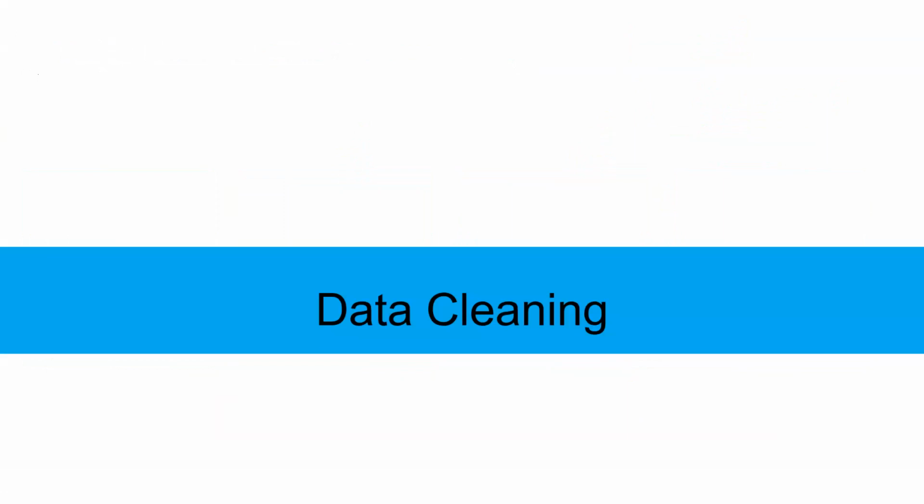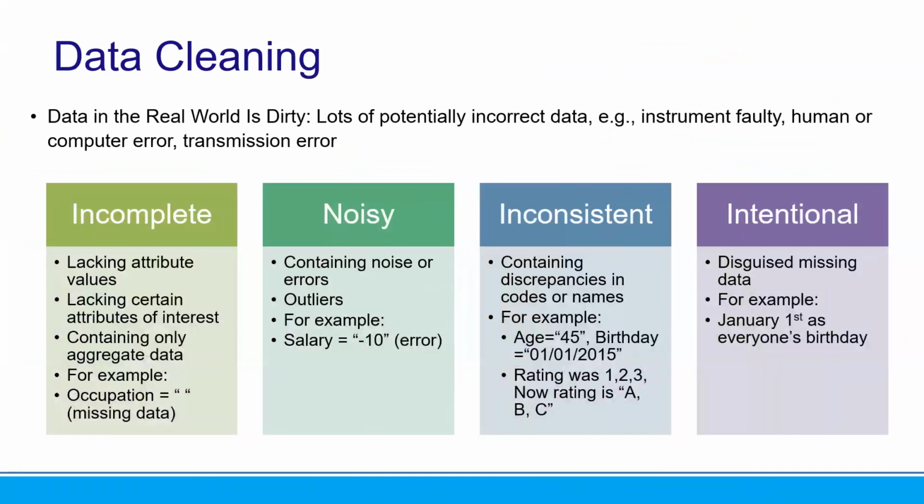First is about data cleaning. What is data cleaning? You know, when we want to do cleaning, 청소. So it's the same. In the data, there are a lot of dirty data. Data in the real world is dirty. Lots of potentially incorrect data. For example, instrument faults, instrument errors, or human or computer errors, or transmission errors.